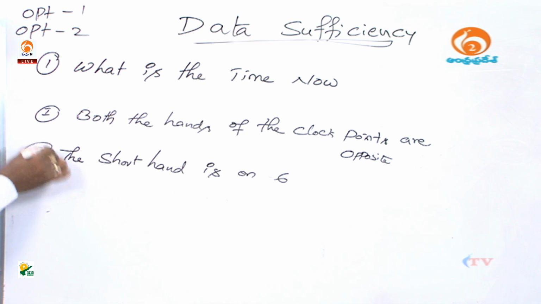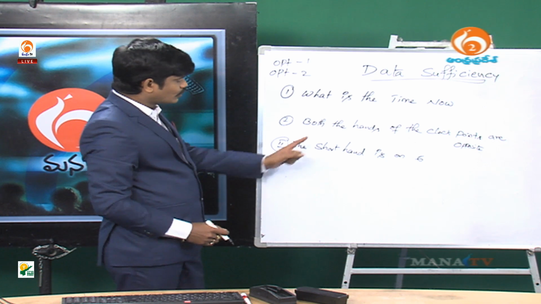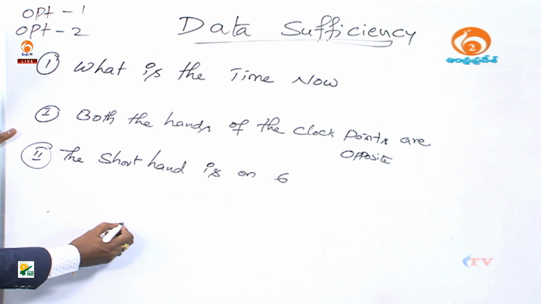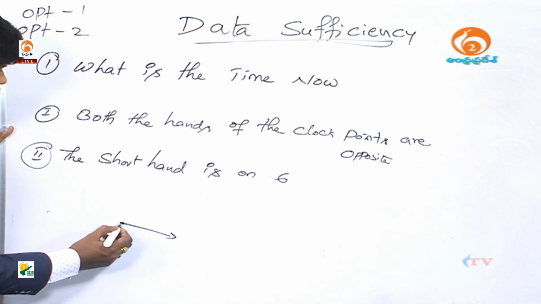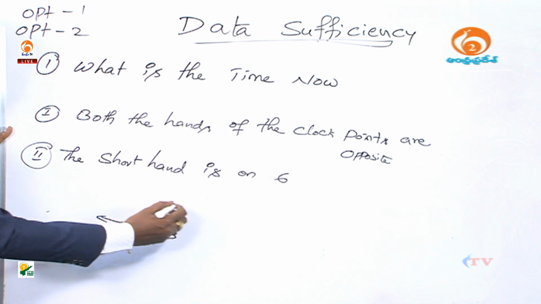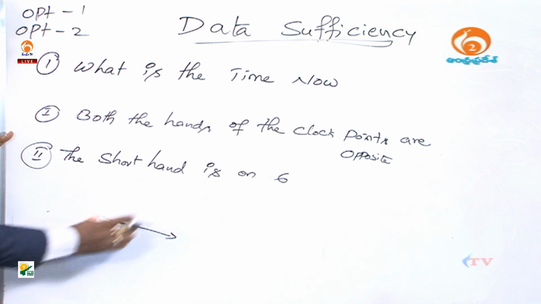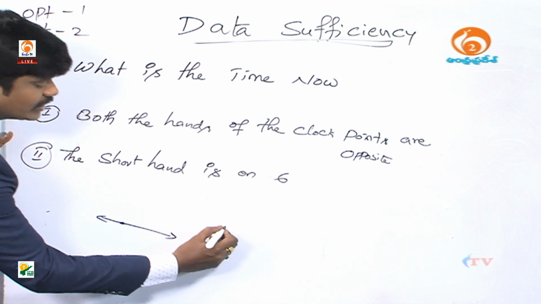What is the time now means the time could be 3 o'clock, 4 o'clock, 3:30, 2:30, 9:30 or 10:30, anything. By the first conclusion, both hands of the clock point opposite, which means 9:15, quarter to 3, 12:30, 2:45 or something. Next, by the second conclusion, the short hand is exactly on 6. The short hand is on 6.